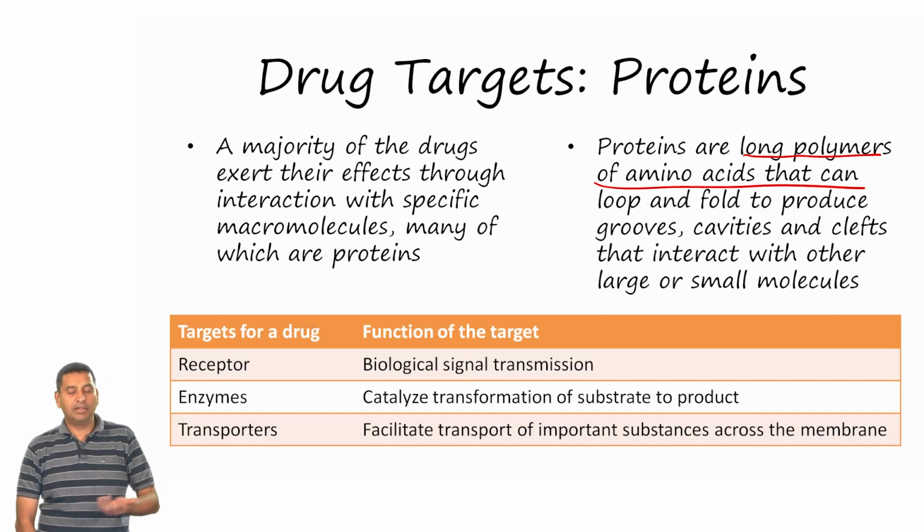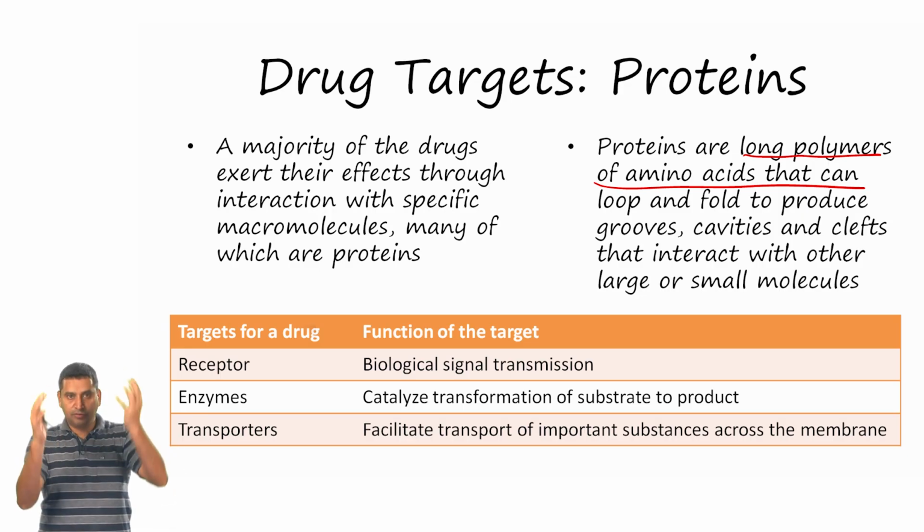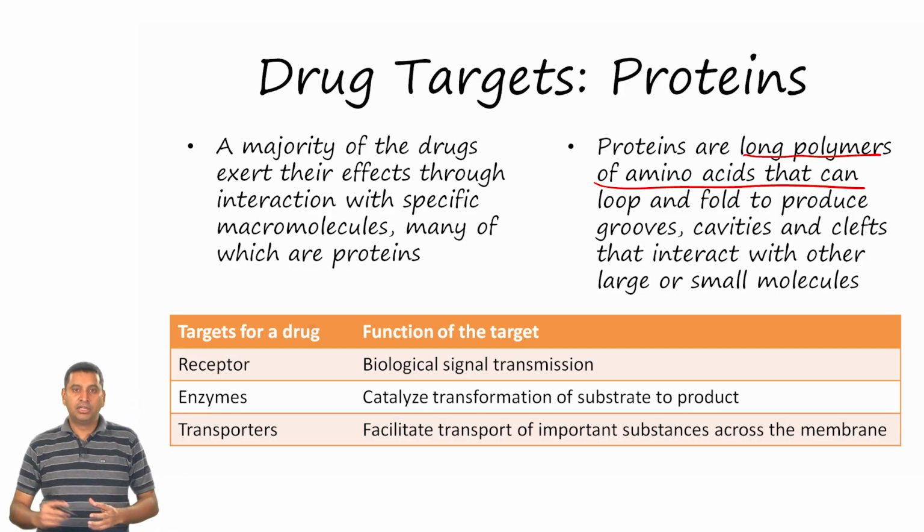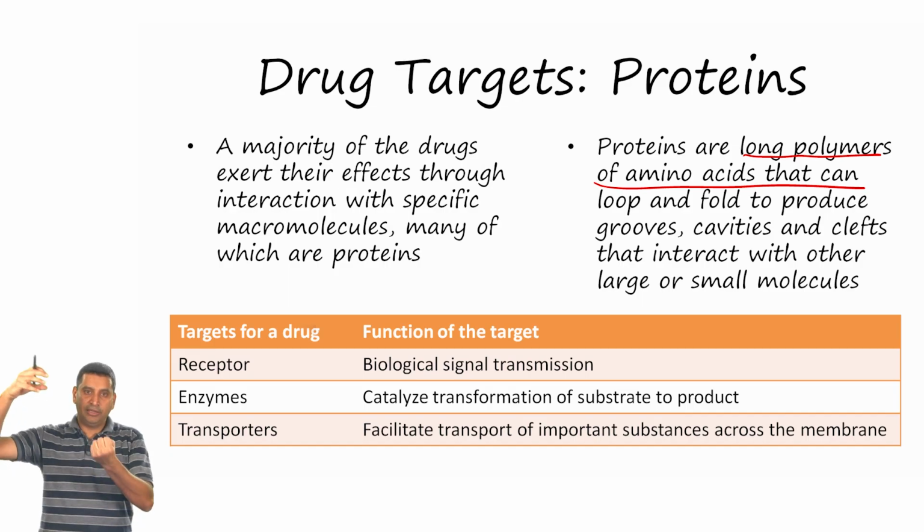Proteins have majorly three functions. One is they can act on a surface and they are a receptor, and what these receptors do is that they bind to a small ligand and they help in signal transmission.